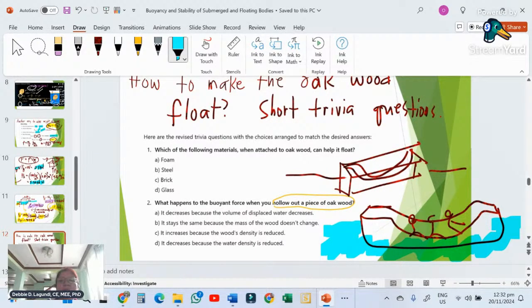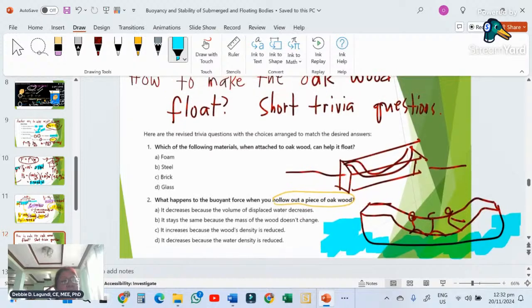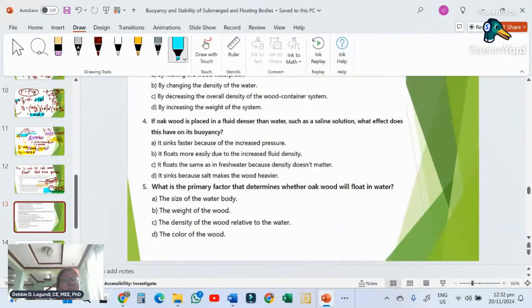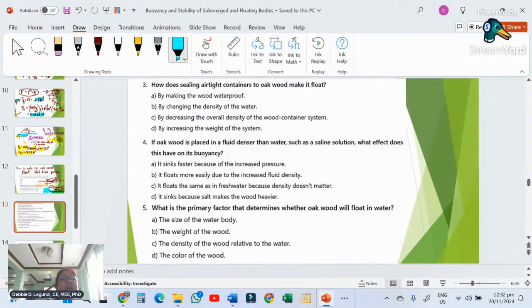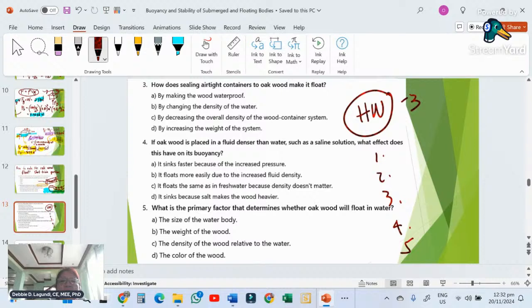Okay, so which of the following statements can make the object float? And here, number 3, how does sealing airtight containers to the object make it float? Number 4, number 5, you can read them. Please answer them and give me your answers. This will be your homework 3, because there are 2 homeworks down the slides. It has questions 1, 2, 3, 4, 5. Just put the letters only.